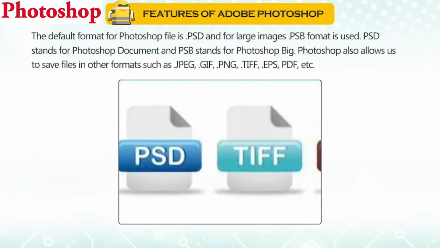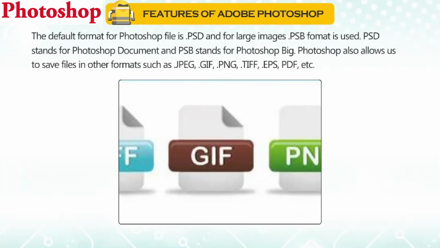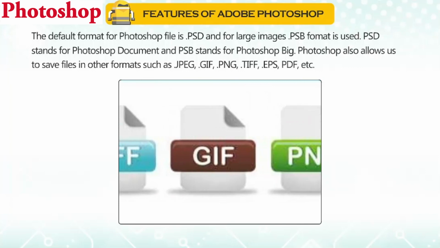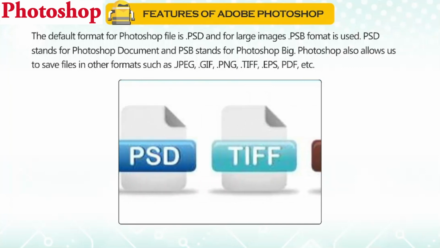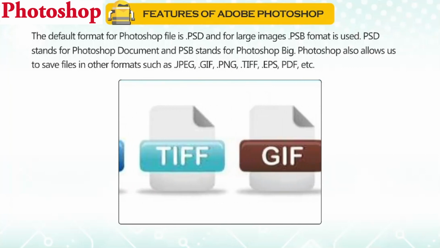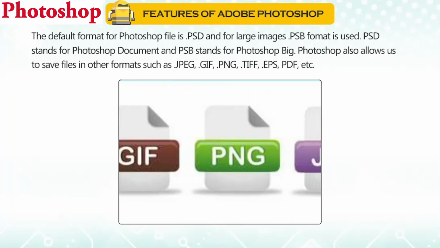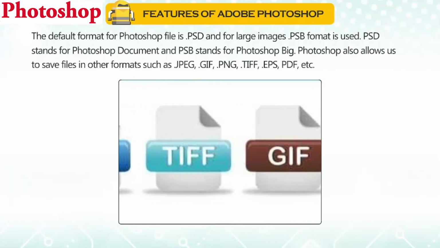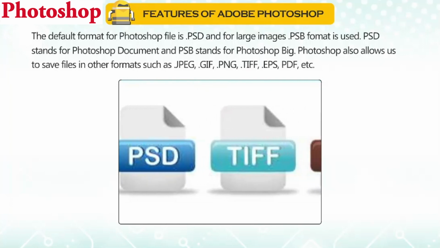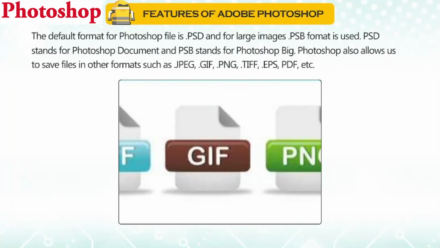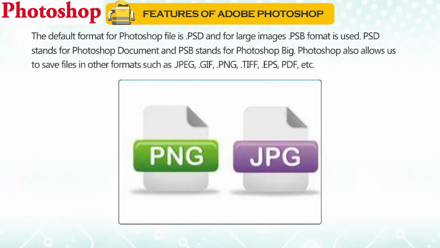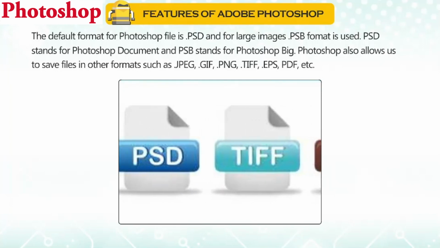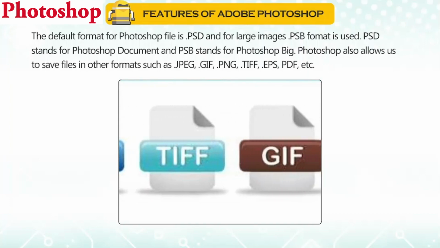The default format for Photoshop file is .psd, and for large images, .psb format is used. PSD stands for Photoshop Document and PSB stands for Photoshop Big. Photoshop also allows us to save file in other formats such as .jpeg, .gif, .png, .tiff, .eps, PDF, etc.